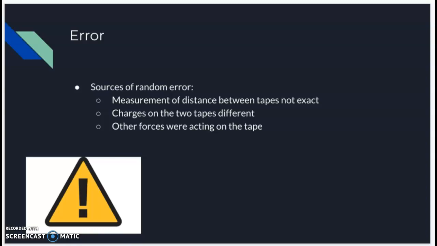The second source of error could have been that the charges on the two tapes were different, and this could have affected it so that the charge of the tape was maybe too small or too large from what we actually calculated. And finally, the final source of error could have been that other forces were acting on the tape besides just the gravitational force or the electric force. Another force acting on the tape could have been air resistance, moving in between those two tapes, or just wind in the room, or anything like that.